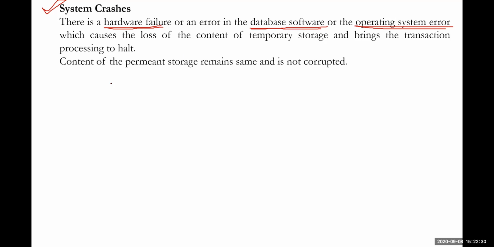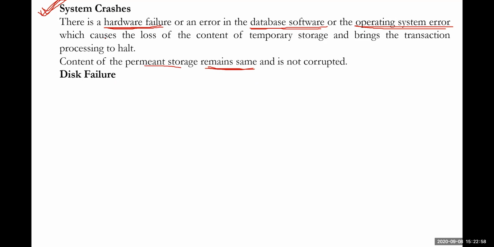The contents of permanent storage remain the same when system failures occur, because the hardware may fail, but your permanent storage cannot fail. The database may fail, but your permanent storage cannot fail. The operating system may fail, but your permanent storage cannot fail, so it always remains safe for system crash kinds of failures.